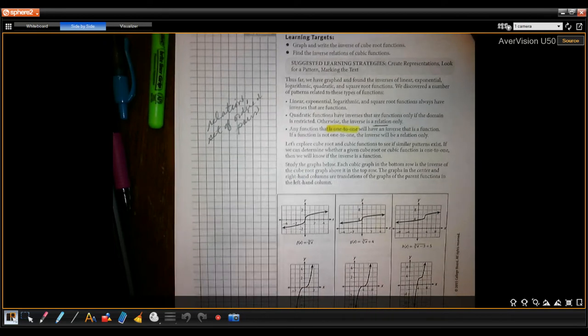That's important. You will see that in pre-cal as well. Okay, now let's explore cube and cube root to see if the similar patterns exist. If we can determine whether a given cube or cube root function is one-to-one, then we will know whether the inverse is a function. Okay, so study the graphs. It says each cubic graph in the bottom row is the inverse of the cube root graph in the top. Think of the graphs in the center as translations of the parent function.